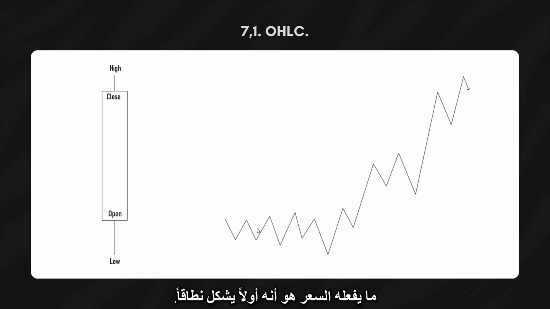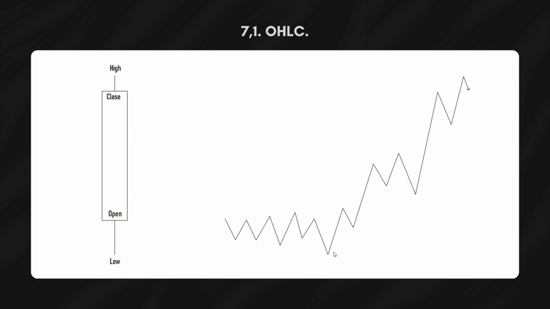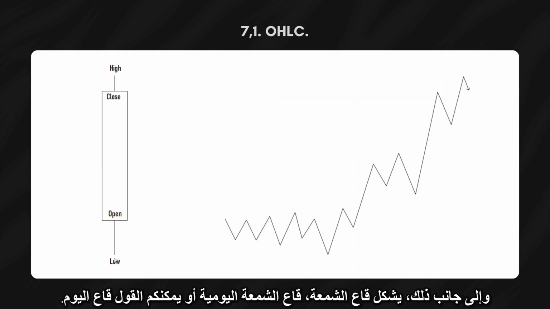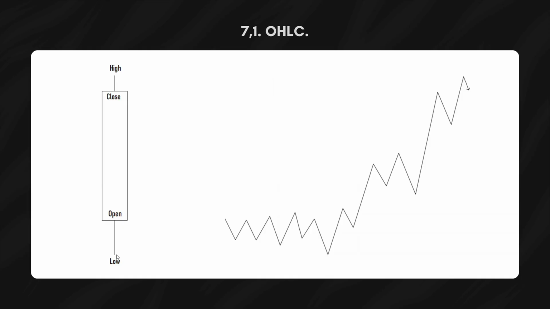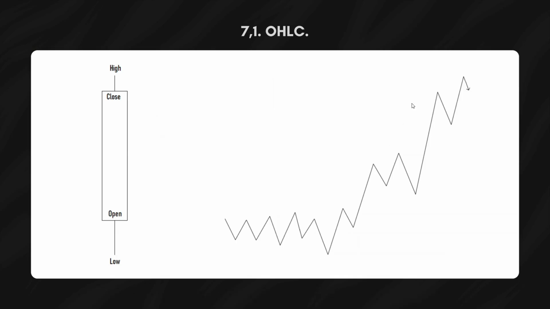Okay? What price does is, first of all, it forms a range. It does this so it generates liquidity for price to then take out. Once the liquidity is generated and then we enter a key time here like the London Open, price then takes out the liquidity at a key time, tests a high time frame key level maybe here, and along with that it forms the low of the candle, the low of the daily candle, or you could say the low of the day. And once the low of the day is formed, that's when you start expecting a range expansion to occur to the upside. Okay?